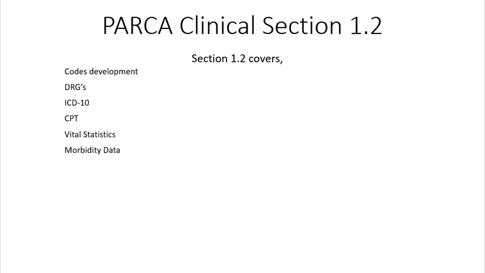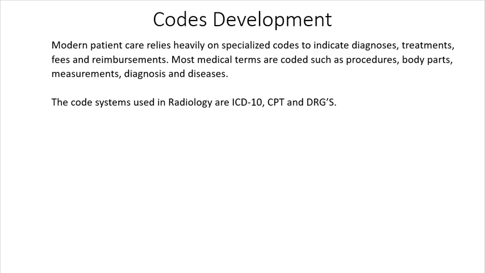Okay, PARCA Clinical Section 1.2 covers codes development, DRGs, ICD-10, CPT, vital statistics, and morbidity data. Modern patient care relies heavily on specialized codes to indicate diagnosis, treatment, fees, reimbursements. Most medical terms are coded, such as procedures, body parts, measurements, diagnosis, and diseases. The code systems used in radiology are ICD-10, CPT, and DRGs.